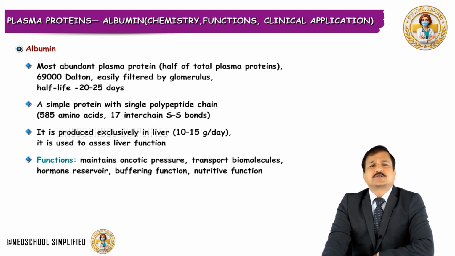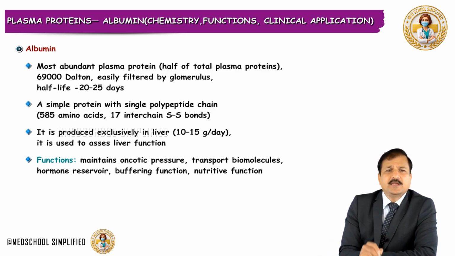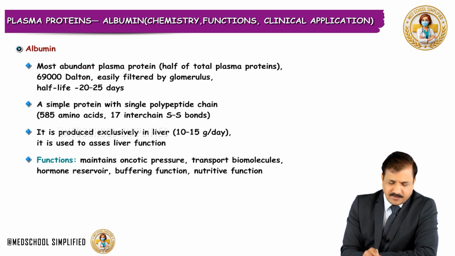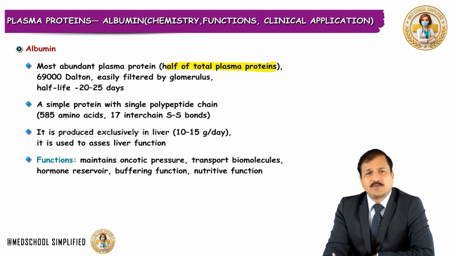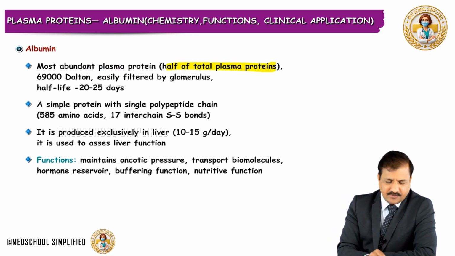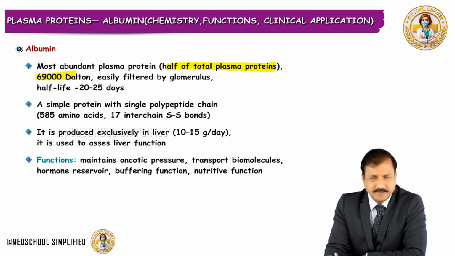So that type of abnormal electrophoretic pattern can also be seen in certain diseases, other than changes in the albumin-globulin ratio. Now let's move on to see details on the major plasma protein called albumin. Albumin is the most abundant plasma protein, as half of the total plasma protein is albumin. The size of albumin is 69,000 Dalton, and it can be easily filtered by the glomerulus, and the half-life of albumin is 20 to 25 days.